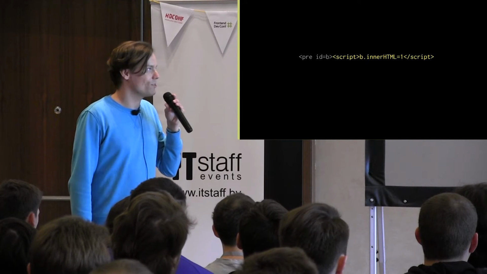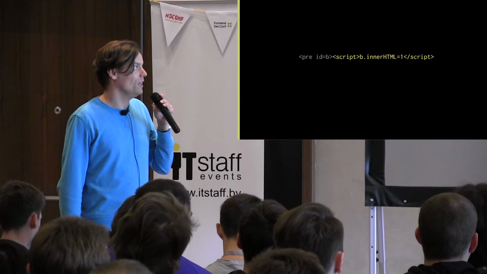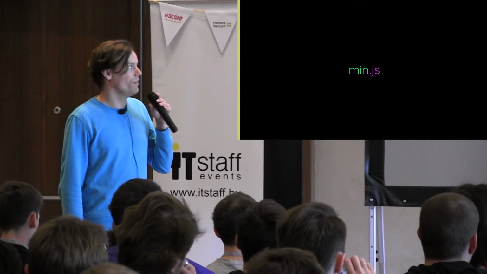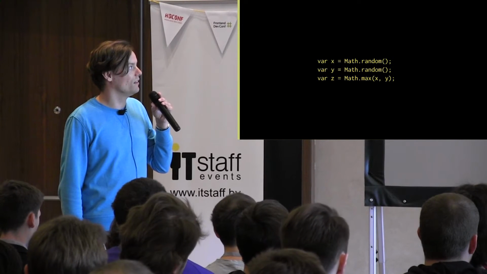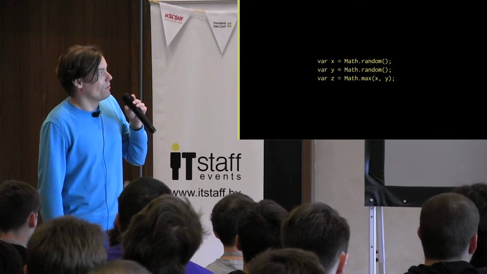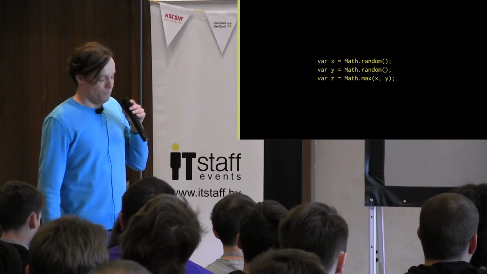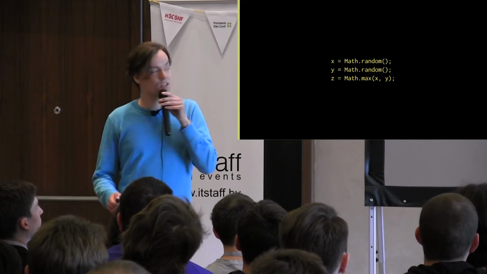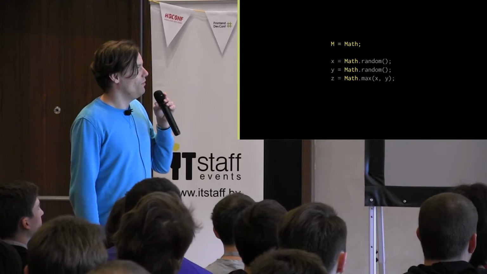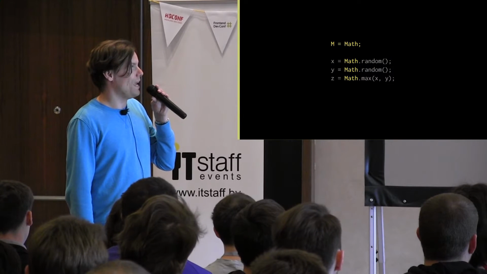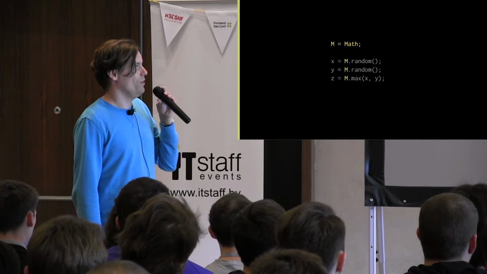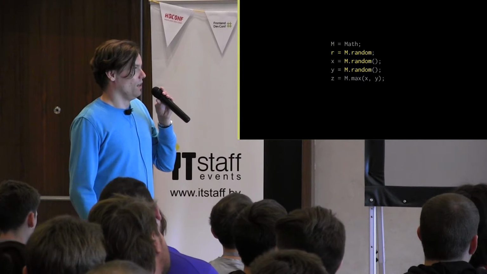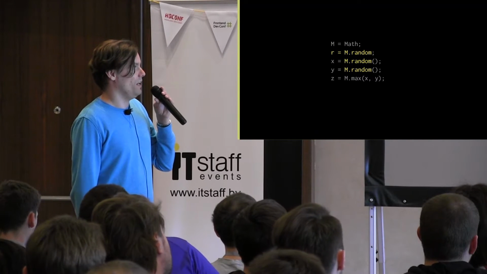Now I'm focusing on JavaScript. Just a basic example of how to do it. This is a stupid example, but it shows you how to deal with this kind of stuff. So we have three Math.random calls, and then we get the maximum one of them. We can skip the var because we don't care about global leakage and stuff like this. We can have a variable called m, which equals Math, and then we skip the Math in the other rows and only have the m. We can also have a reference to Math.random and only say r.